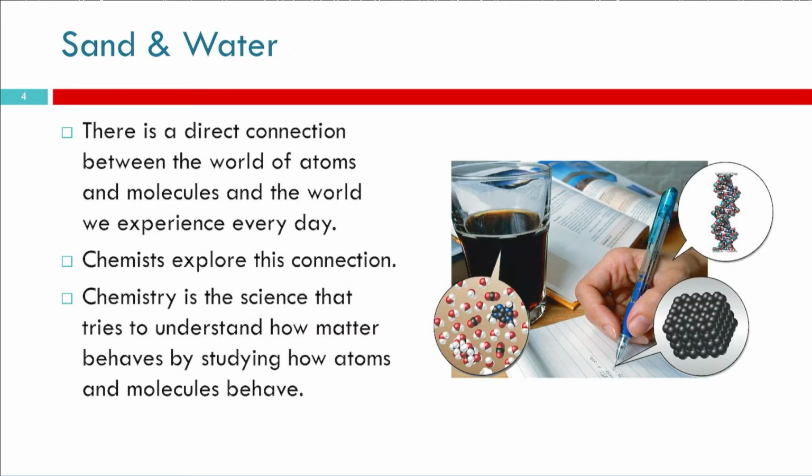So there's a direct connection between the world of atoms and molecules and the way we experience things every day. As chemists, we will explore this connection. Chemistry is the science that tries to understand how matter behaves by studying how the atoms and molecules behave. So if we can understand the smallest piece, then we can determine something about the whole. Sociology is kind of like this: we try to understand people to determine how they'll behave as a group.